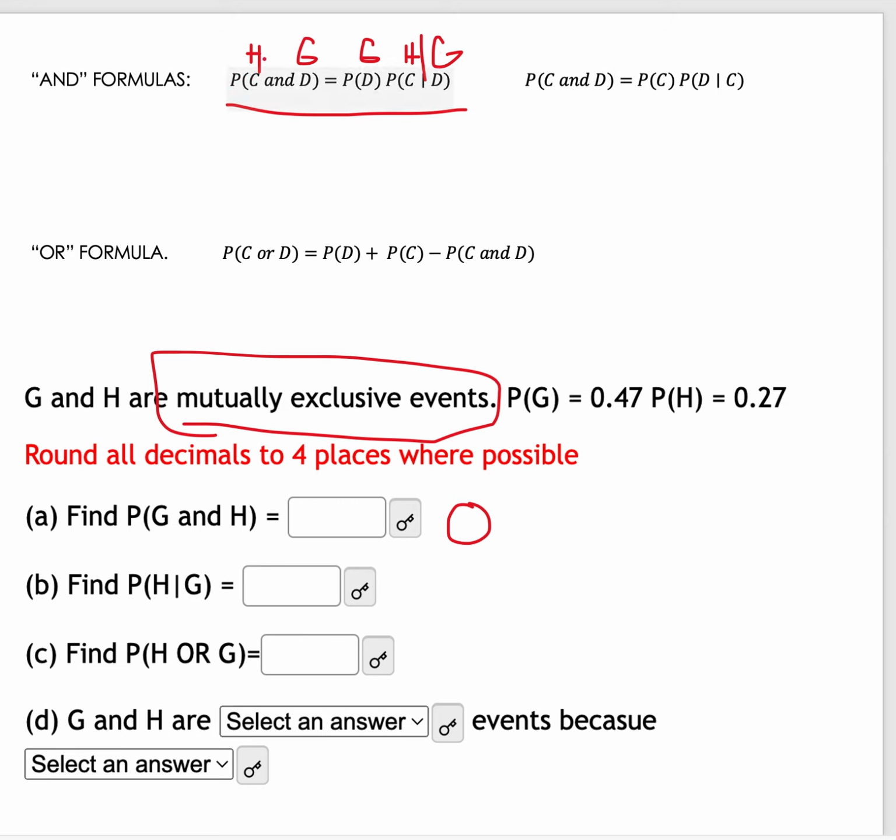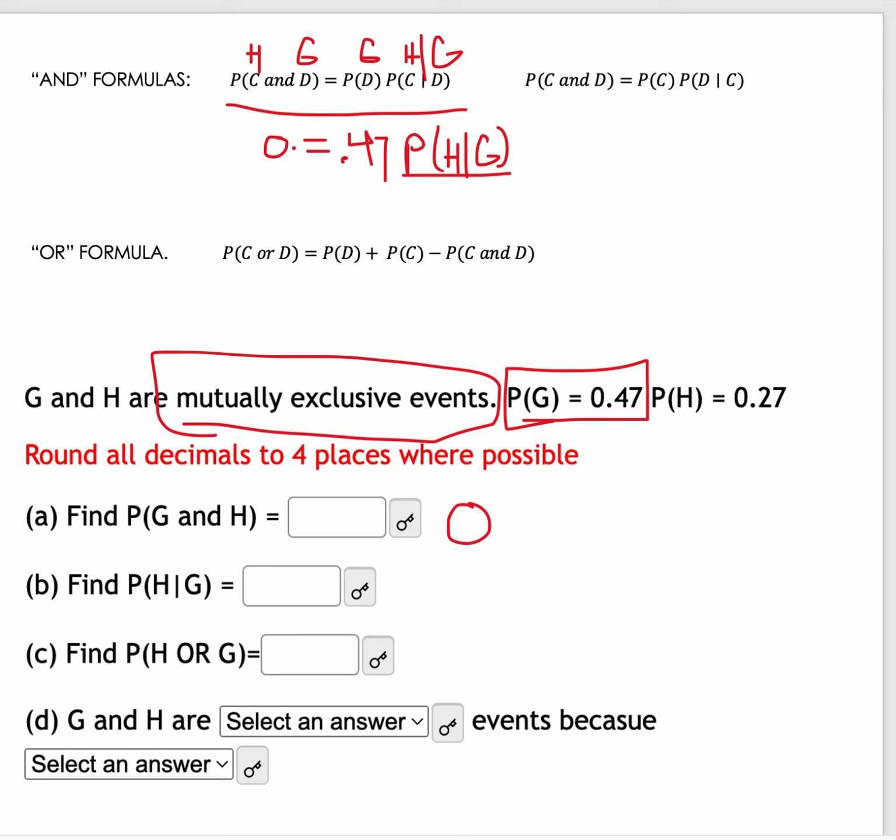We know that the probability of H and G is 0. That we knew because the two events are mutually exclusive. The probability of G was given to us right here in the problem. That was 0.47. And then the probability of H given G is what we're looking for. Now, think of this as an X. It's an unknown. That's what we're trying to solve for.